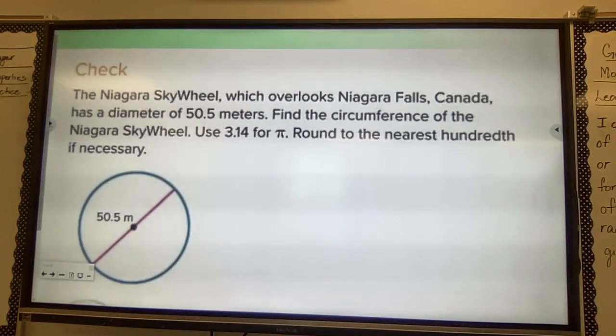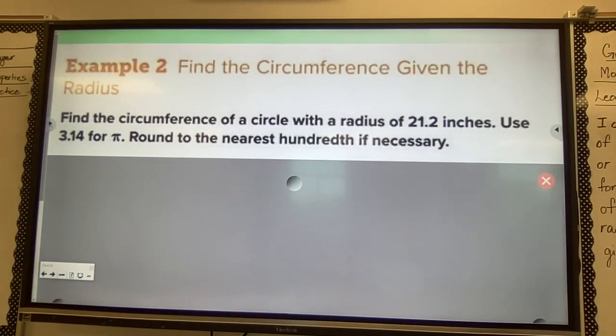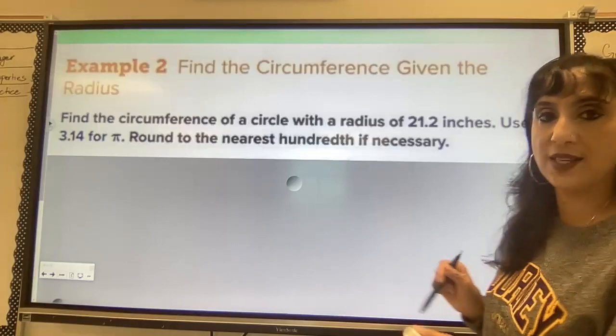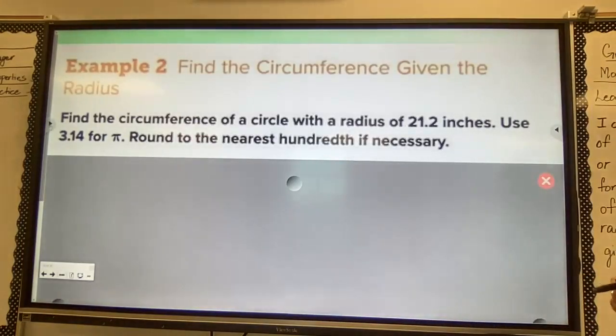Let's look at this. Oh, we can do this one. All right, so let's look at this one. Find the circumference of a circle with a radius of 21 and 2/10 inches. Use 3.14 for pi, round to the nearest hundredth if necessary.